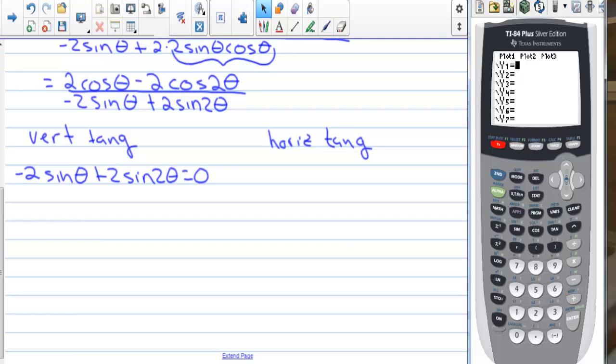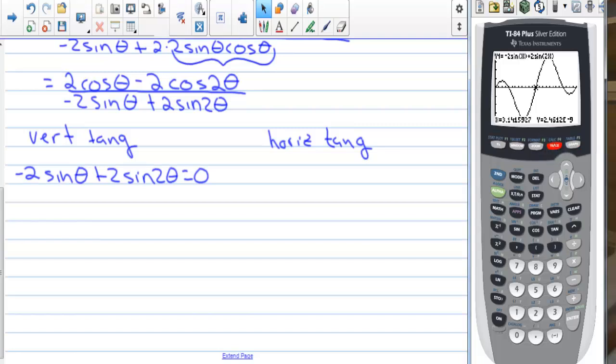Let's graph the vertical tangent: negative 2 sine of theta, plus 2 sine of 2 theta. And we want to know where this is equal to 0. So here we go. We're going to graph it. Well, it's 0 at 0, and then we have some other places that we're going to have to look at.